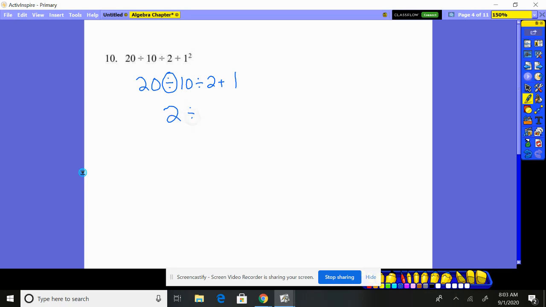2. Divided by that 2 plus 1. Now division is more powerful than addition. 2 divided by 2 is 1, plus 1. Final answer of 2 for number 10.